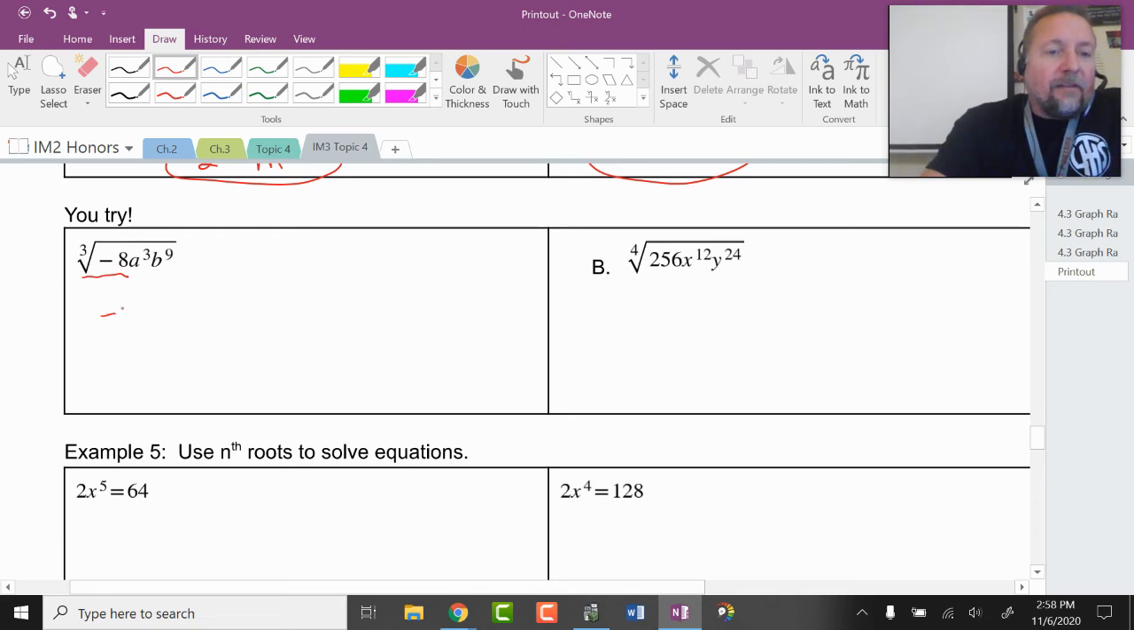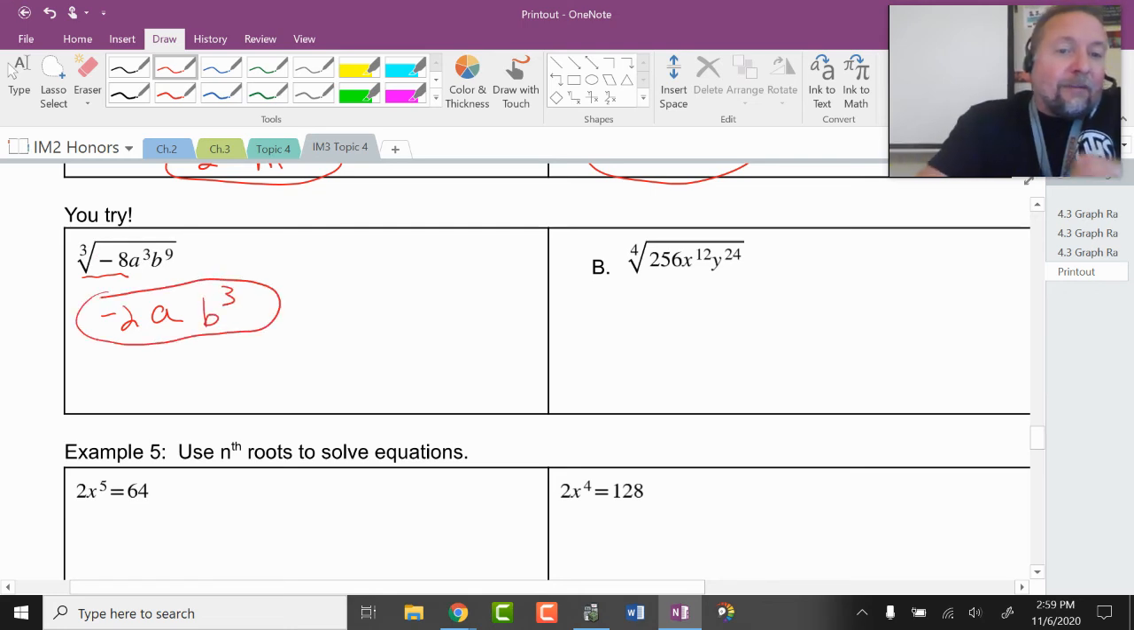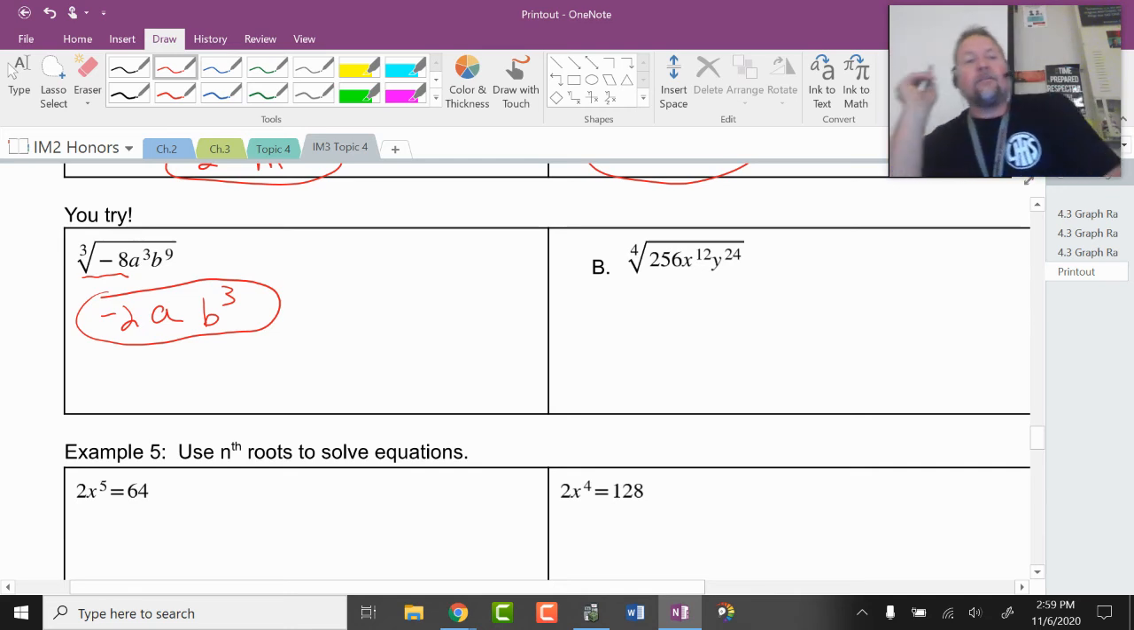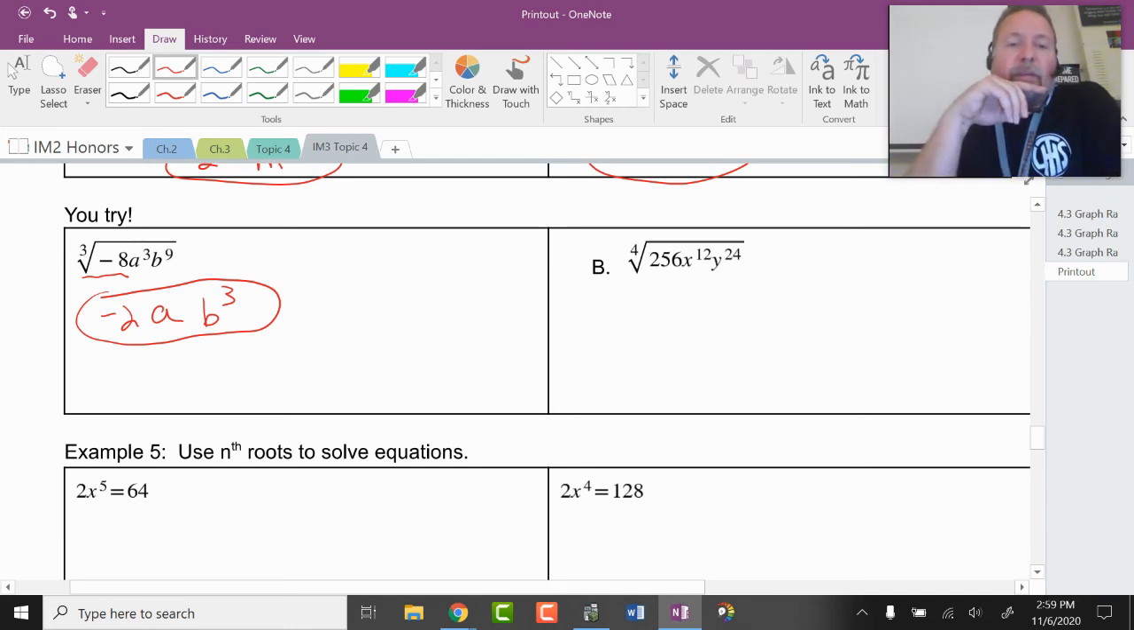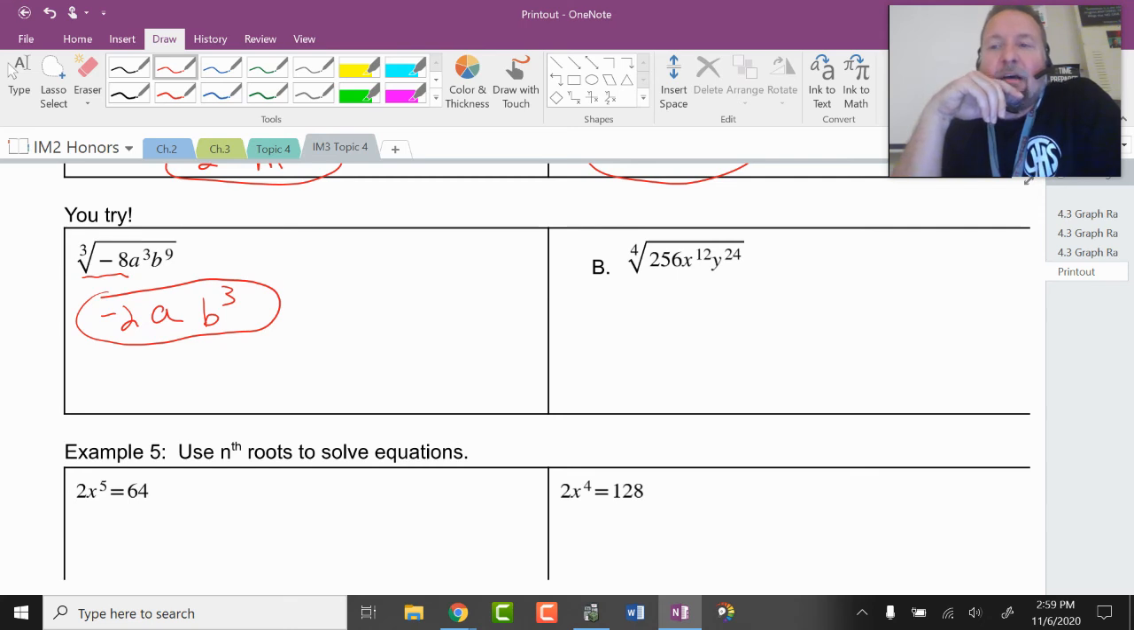Cube root of -8. Cube root of 8 to the third. Cube root of b to the ninth is b to the third, because b to the third times b to the third times b to the third equals b to the ninth. For every b to the third, a b comes out.